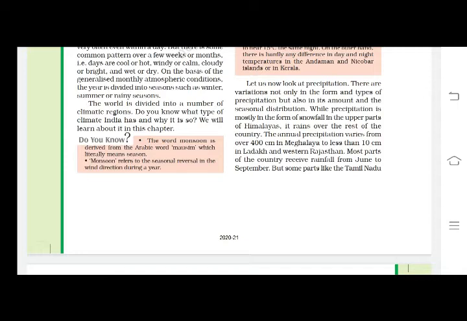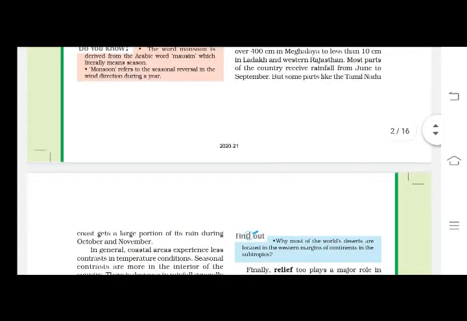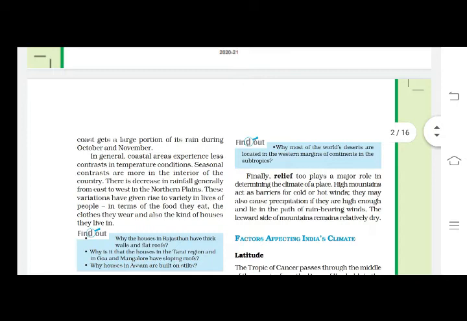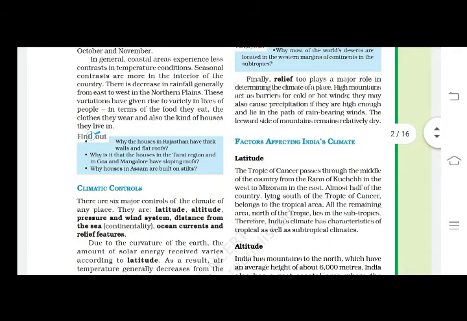Most of the country receives rainfall from June to September, but some parts, like the Tamil Nadu coast, get a large portion of their rain during October and November. Means obviously the precipitation also changes, right? The coastal areas experience less contrast in temperature conditions. Seasonal contrasts are more in the interior of the country. There is a decrease in rainfall from east to west in the northern plains. So this is with monsoon.